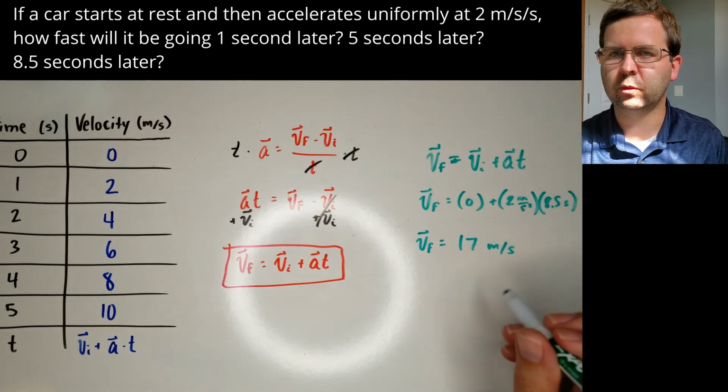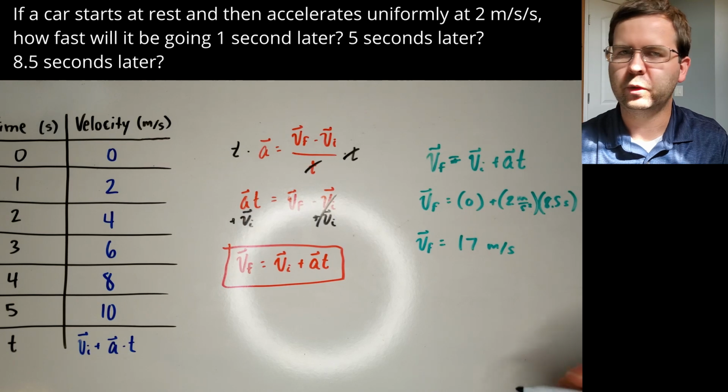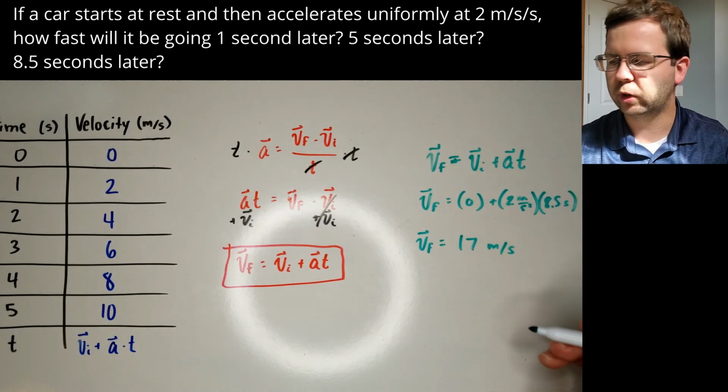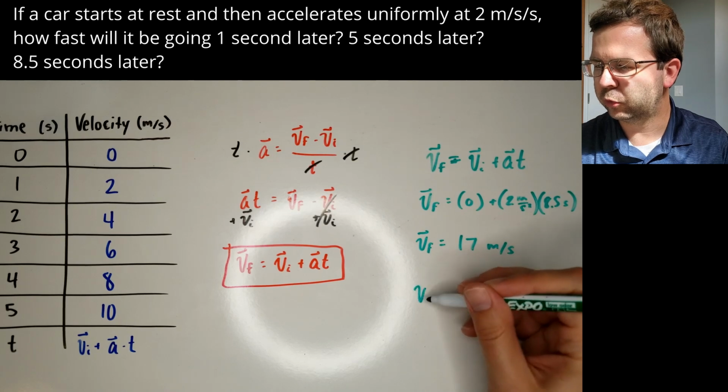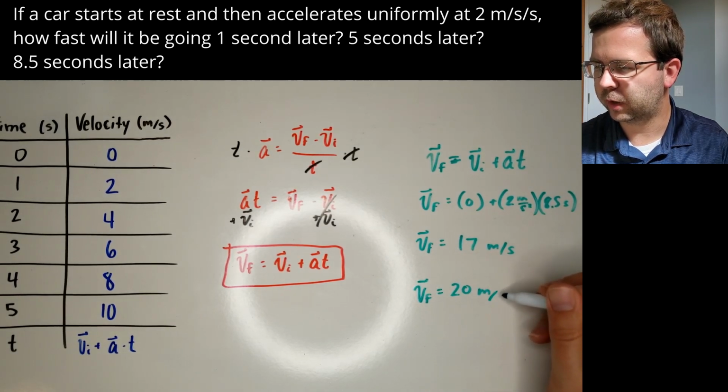And because we only have one significant figure for the acceleration, it's only listed as 2. It's a pretty imprecise measurement. We need to round this to have just one significant figure. So that'll round up to 20 meters per second for our final speed.